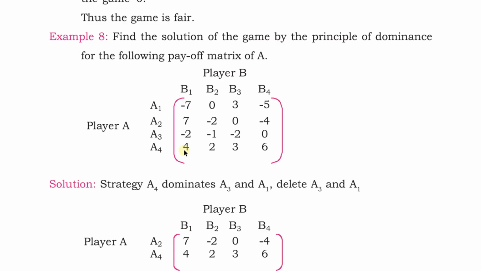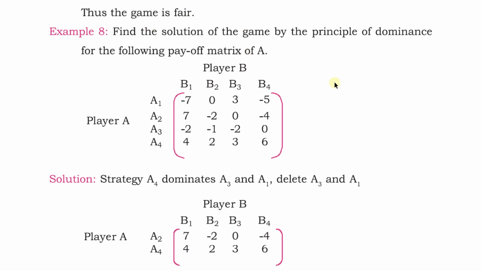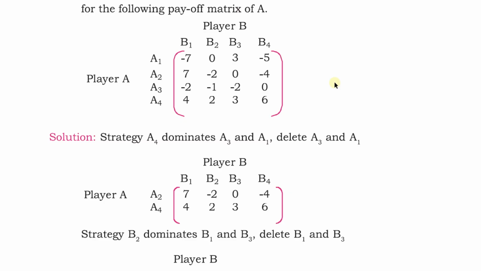Find the solution of the game by the principle of dominance for the following payoff matrix of A. Now it can also be done that if one strategy dominates more than one corresponding strategies, then multiple strategies can be deleted at once. Now what they have done is they have taken A4 here, the elements of A4. Now row wise they have compared it with A3, A2 and A1.